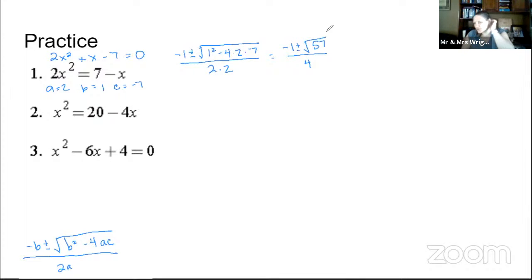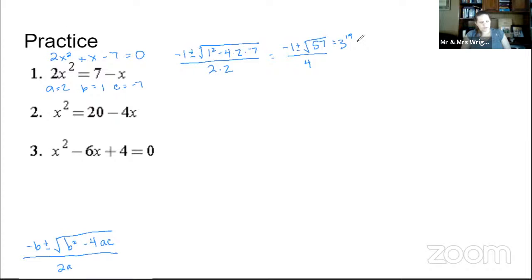Now 57, I'm not sure how to simplify 57. Nothing's jumping out at me. So 7, 8, 9, 10, 11, 12. 7 plus 5 is 12. So I know it's going to be divisible by 3 because 12 is divisible by 3. That's a multiplication fact you should know. If you add all the digits of a number and the sum is divisible by 3, then the original number will be divisible by 3. So 5 plus 7 is 12. So let's see, 57 divided by 3 is 19. So 57 is 3 times 19. I think 19 is prime, isn't it? Let's just try some stuff out.